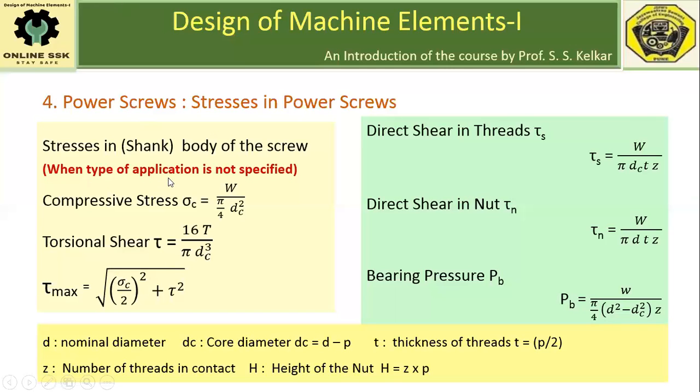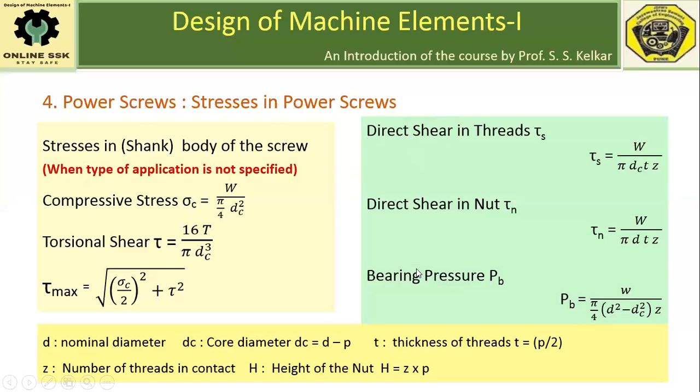Particular application is whether specified or not, these three stresses remain one and the same. But if a particular application is specified, then we have to take into account the arrangement of the power screw application, and accordingly we have to find out stresses developed inside the body of the screw differently based on the arrangement of the screw, nut and the Tommy bar or the operating bar.